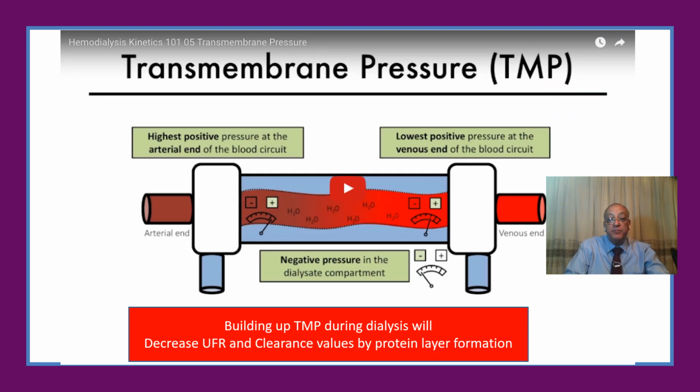With building up of transmembrane pressure during dialysis, this will decrease the ultrafiltration rate and the clearance value by protein layer formation. So our job is to optimize the ultrafiltration in hemodiafiltration according to the dialyzer KUF, and it runs automatically in the hemodialysis machine, unnoticed by nephrologists.